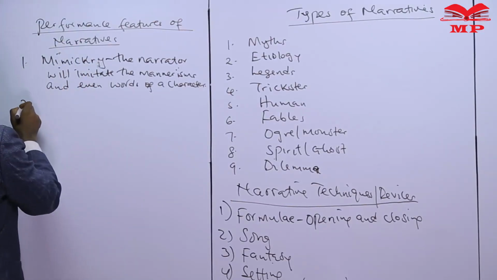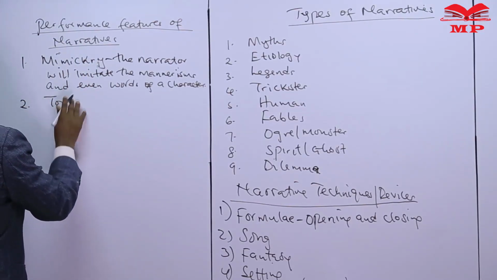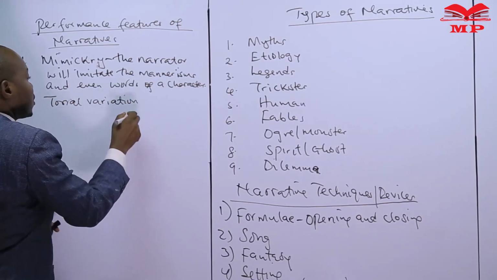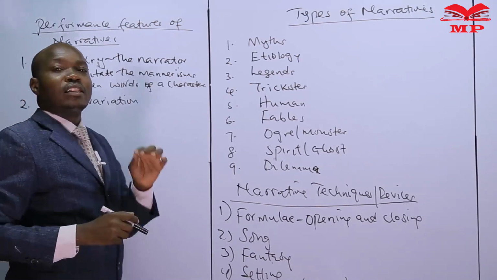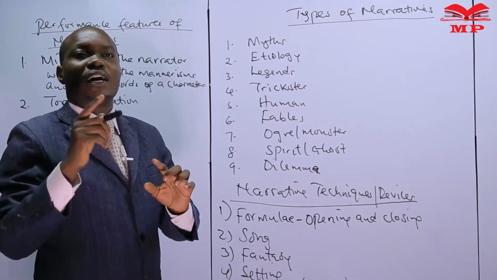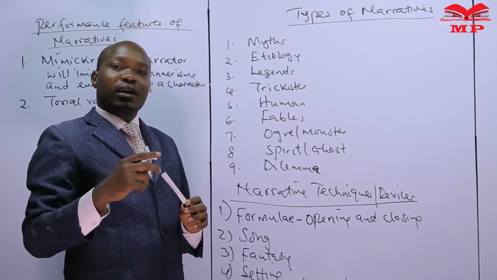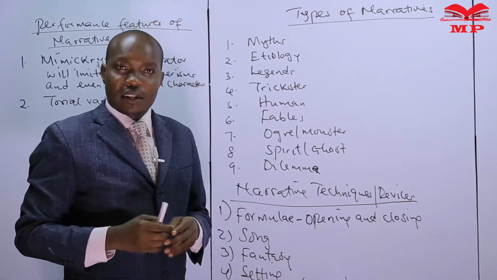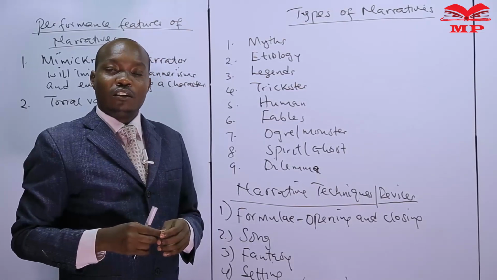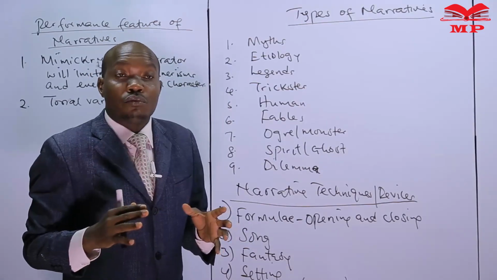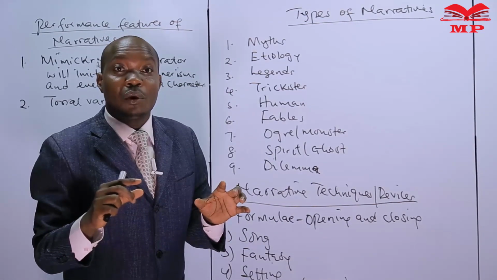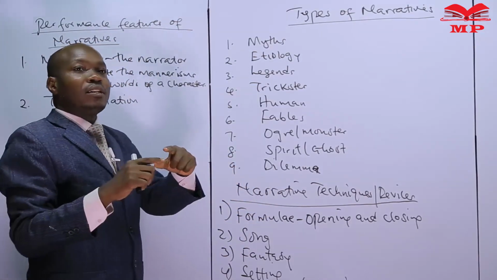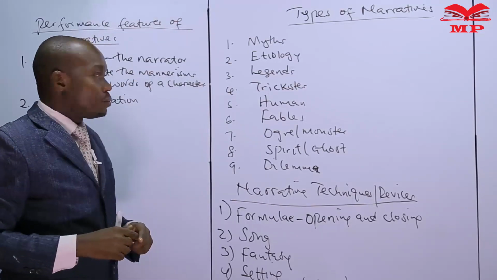Number 2 is what we call tonal variation. Tonal variation means your voice will rise and fall to capture the mood of the narrative. If there is danger, you speak in low tones. For example, say, and the animals moved. They were so quiet because they were afraid of their lives. So that when there's that change of the tone of the voice, we call that tonal variation.